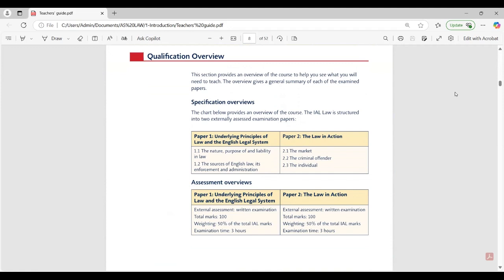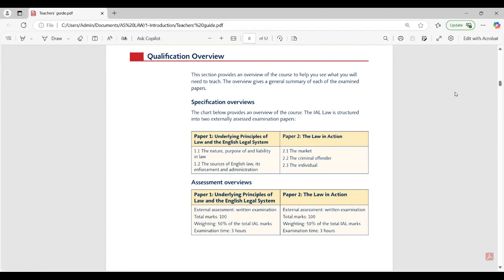Basically, for the advanced level examination, you have two papers. Paper 1 is on underlying principles of law and the English legal system, and paper 2 is on the law in action. And remember, law is a linear subject, which means you're not going to have an exam for advanced subsidiary level as in the other subjects. You'll have to study for 2 years continuously and then face the final advanced level exam. So there is only one exam, no AS exam for law. You have to write both paper 1 and paper 2 at the end of 2 years.